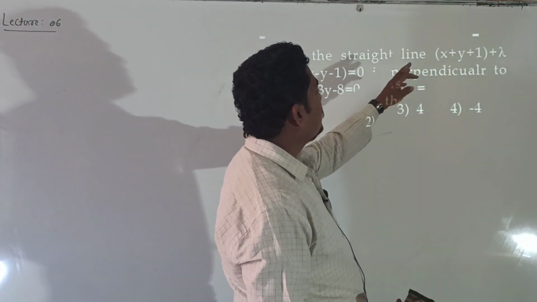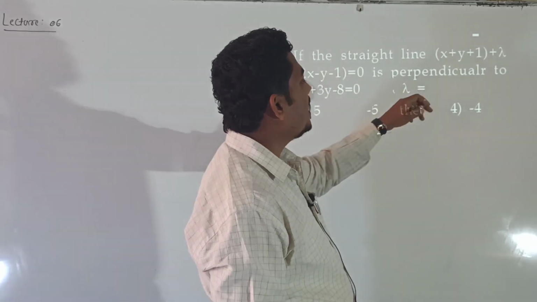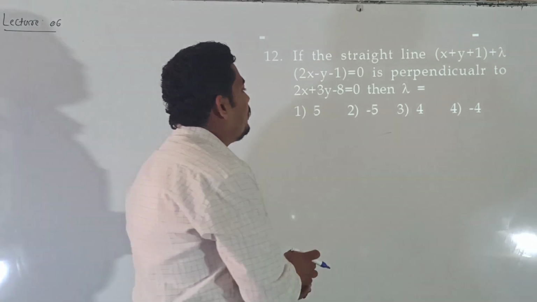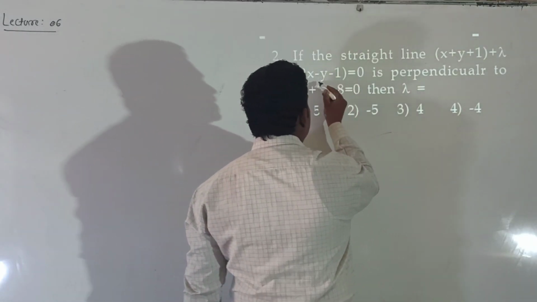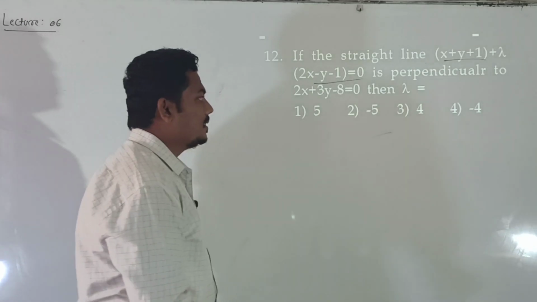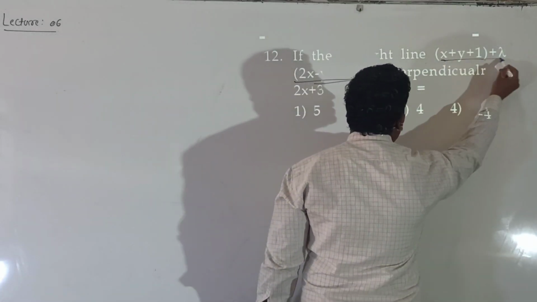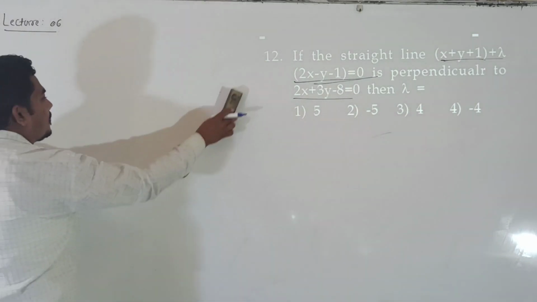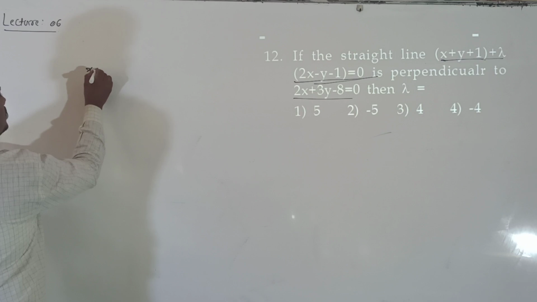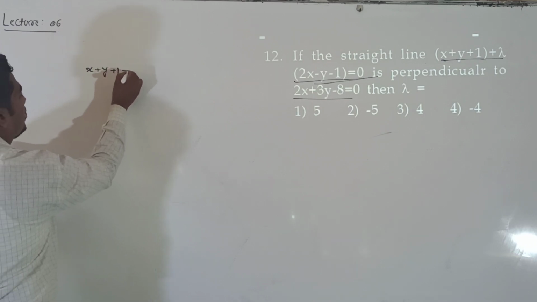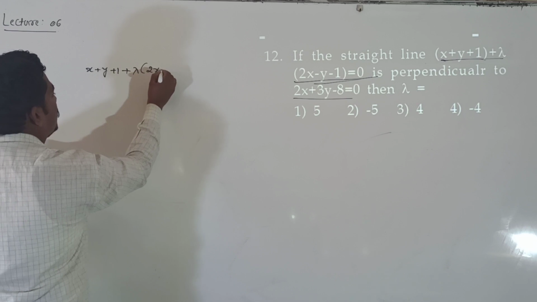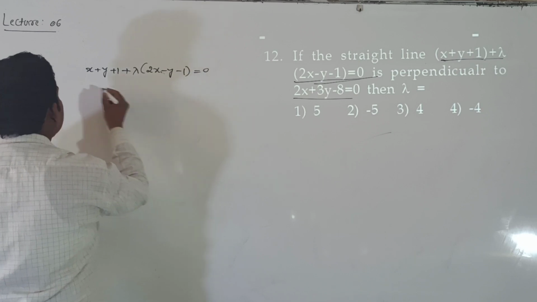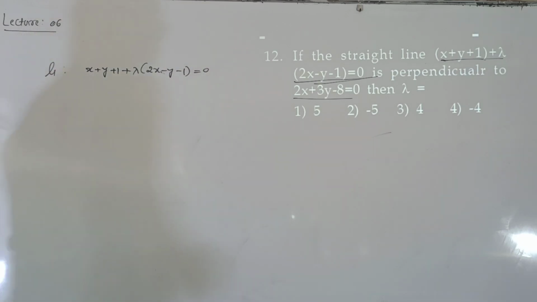If the straight line x plus y plus 1 plus lambda into 2x minus y minus 1 equal to 0 is perpendicular to this line, these two lines are perpendicular. This is one line and it is another line. What is the first line? x plus y plus 1 plus lambda into 2x minus y minus 1 equal to 0. This is one line, take it as L1.